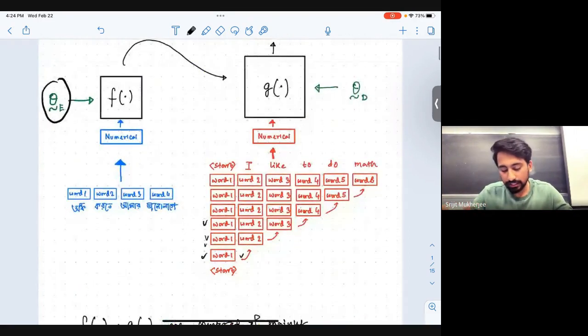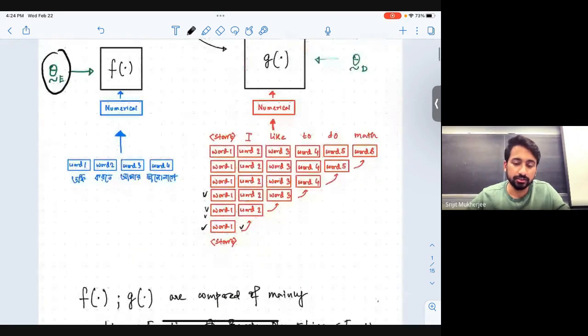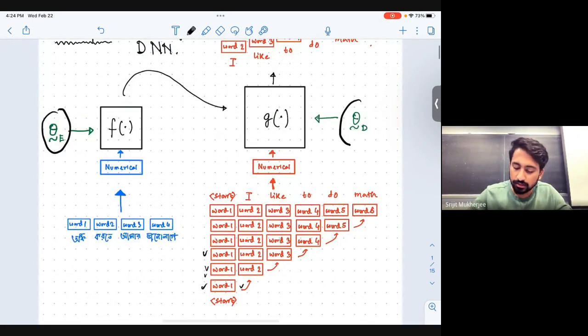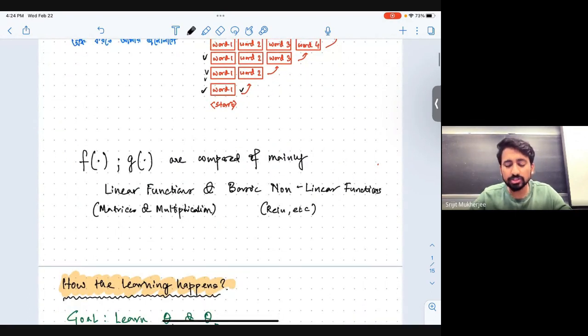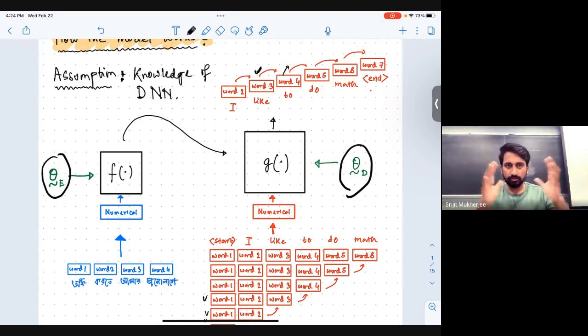Now the next question is, by the way, some extra aspects I should tell you: f and g are composed mainly of linear functions and basic nonlinear functions. Linear functions means matrix multiplication, and the parameters are matrices. It's essentially matrix multiplication, just like neural networks. And the nonlinear functions are usually applied too. This is because using this you can approximate any function to a certain degree. Great. So we have these two sides of the network, or of the whole function.